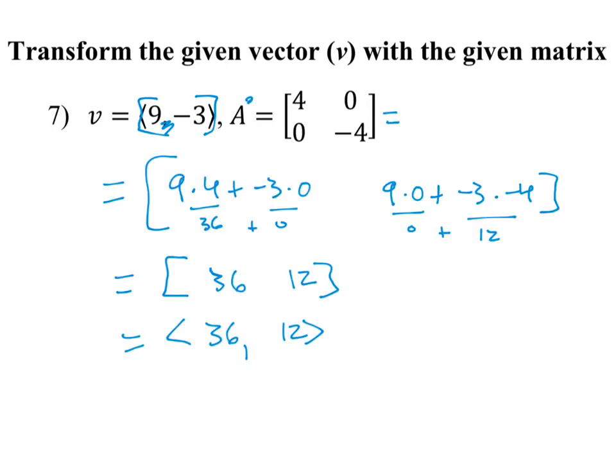All right, let's see how you did. Did you get 36, 12? If you didn't, double check and see how things went. You might have messed up the signs here. -3 times -4 gives you +12.